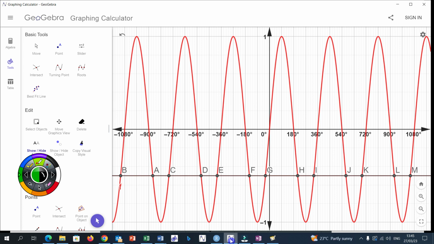Now, the amplitude is 1, obviously, so the maximum value of y is 1 and the minimum is minus 1. It means that the maximum value of the ratio is going to be 1, and the minimum is going to be minus 1. Let's say the value of y is minus 0.5, which means the ratio will be minus 0.5. So you draw your horizontal line, passing through y equal to what? Minus 0.5. Now, here I only drew it from minus 1080 up to positive 1080.